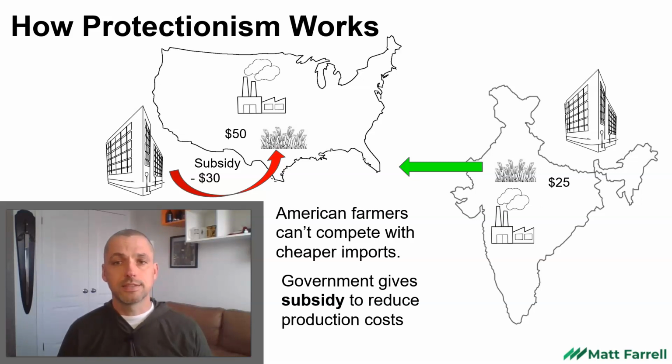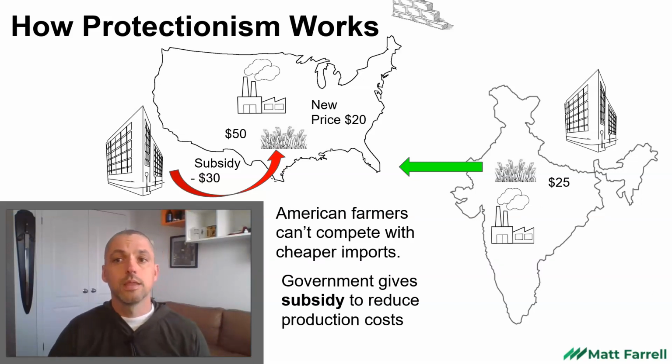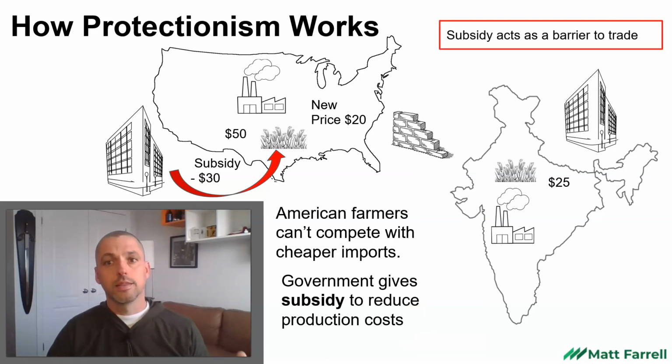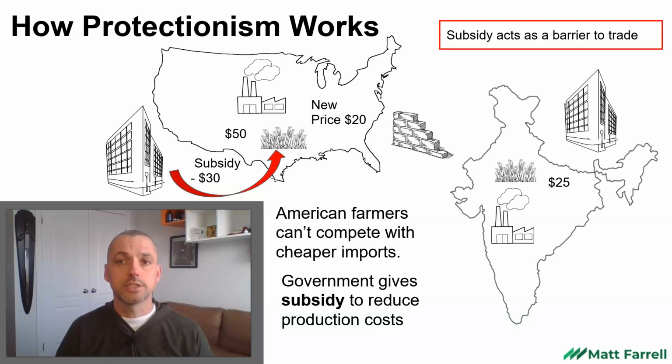It could offer them a subsidy, which is a direct payment that they can use to help reduce the costs of production and reduce their market price. So a subsidy of, let's say, $30 would take their production costs down from $50 and their new price would be $20. That makes it cheaper than the imports coming from overseas. That's a trade barrier. That subsidy acts as a barrier to trade. It stops the foreign imports by making them less attractive to domestic consumers.